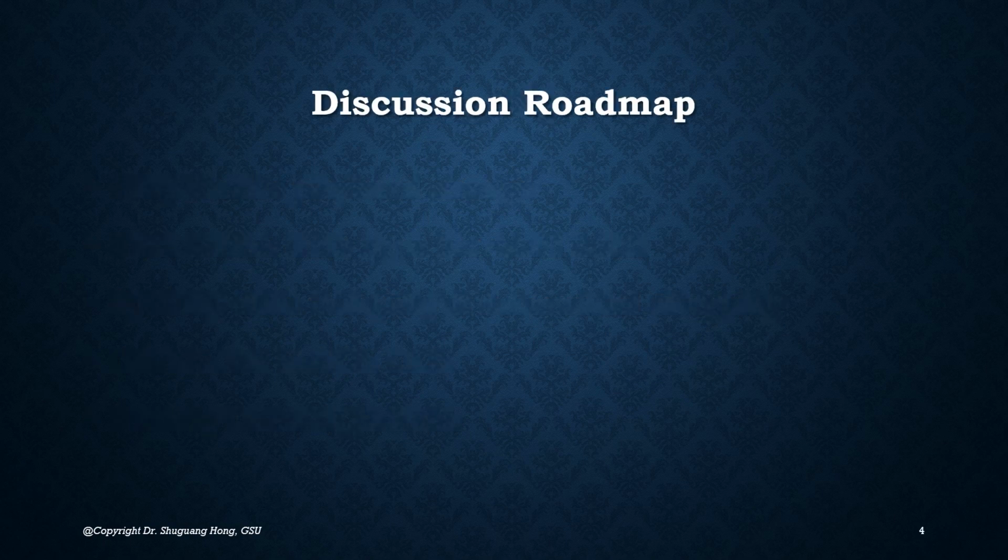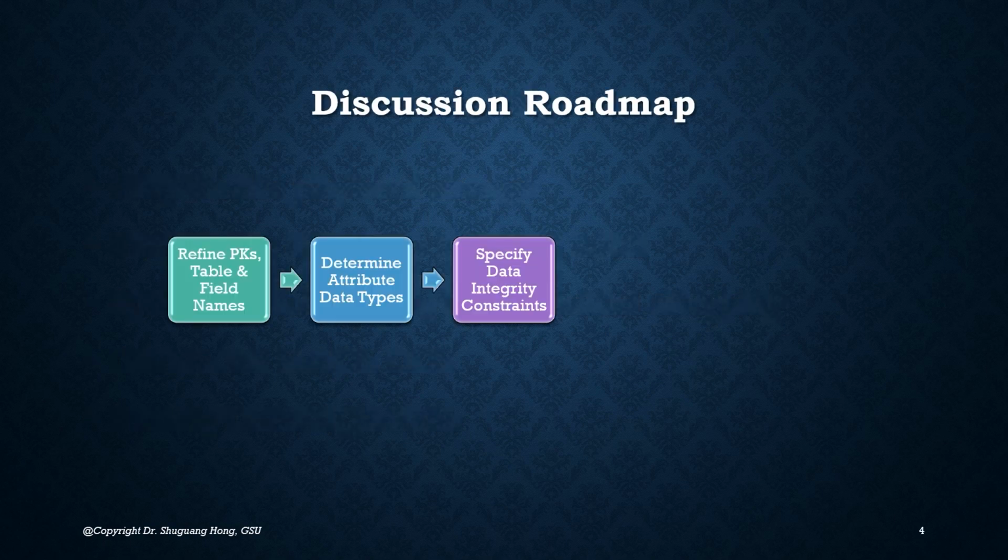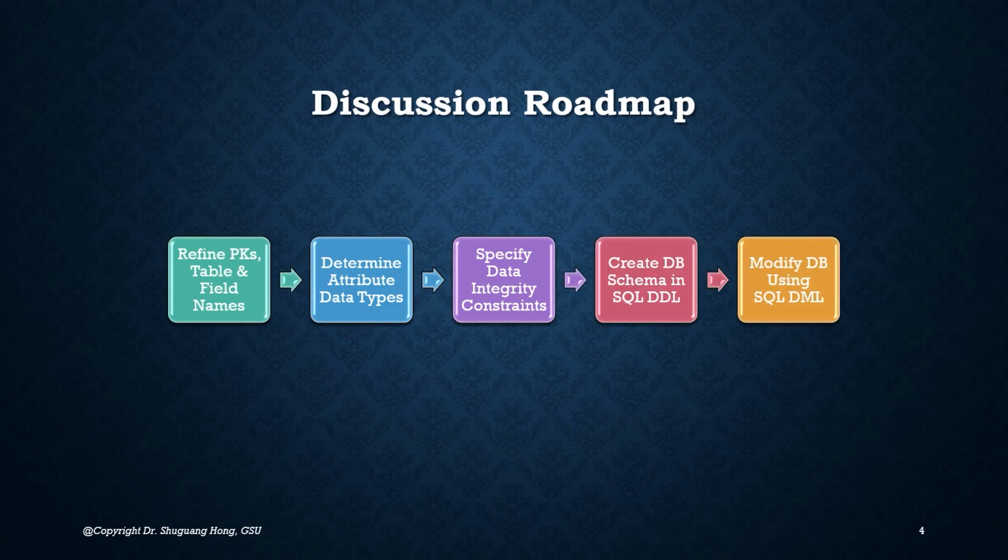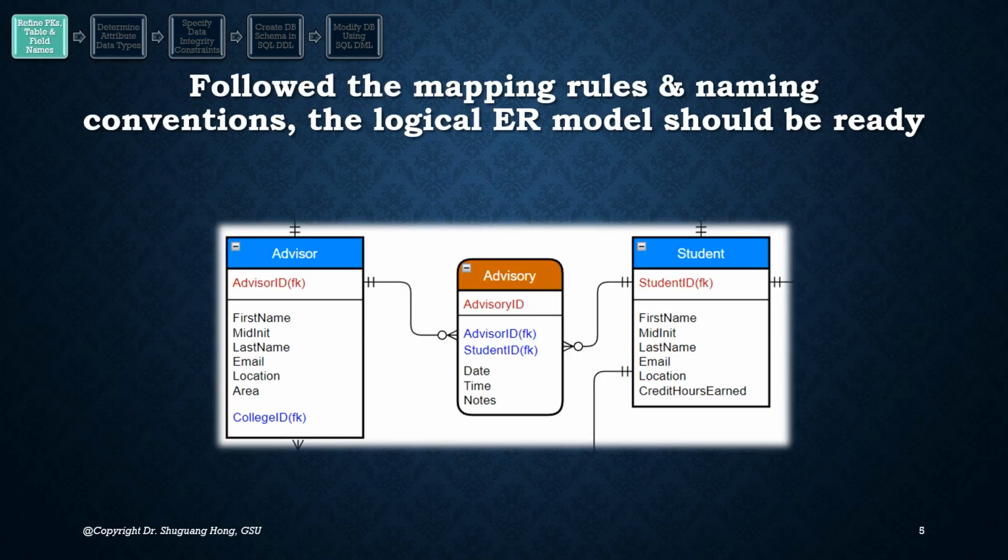Discussion roadmap. The diagram shows the sequence of the discussions of those 5 physical database design tasks in this session. The first task is to make necessary changes in the logical data model before starting the physical design. If we followed the conceptual ER model mapping rules discussed in the last session and adapted the recommended naming conventions, the logical data model should be ready for the physical design. That is, each entity in the logical model should correspond to a table, i.e., relation, in the database. That is, the number of entities is the number of tables in the database.